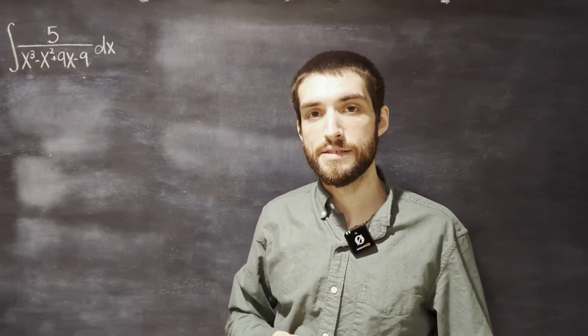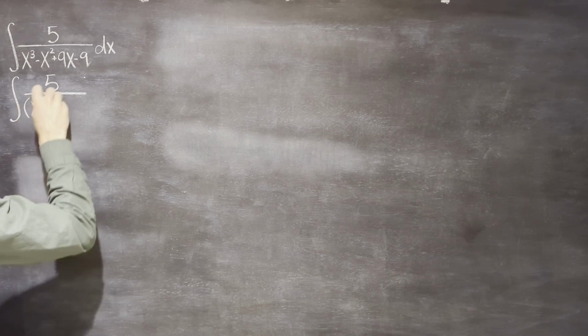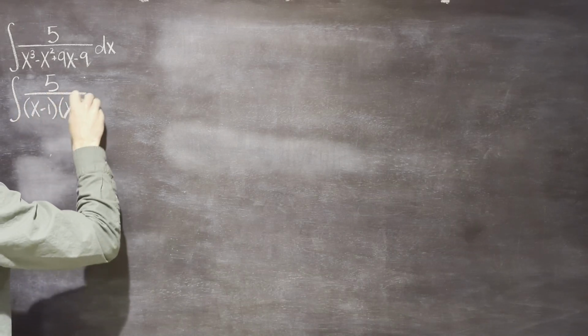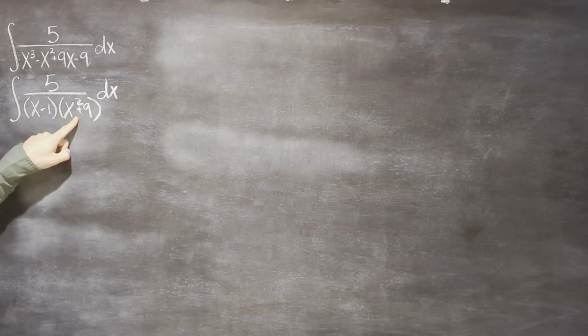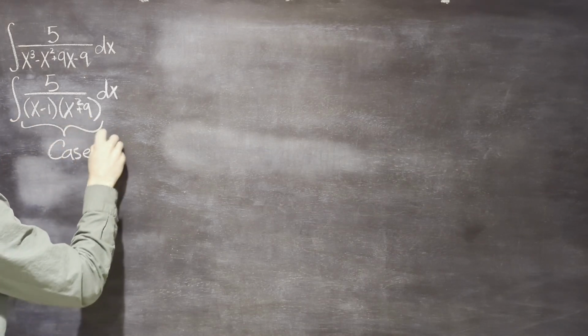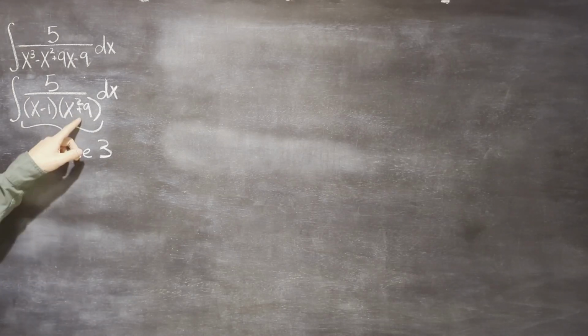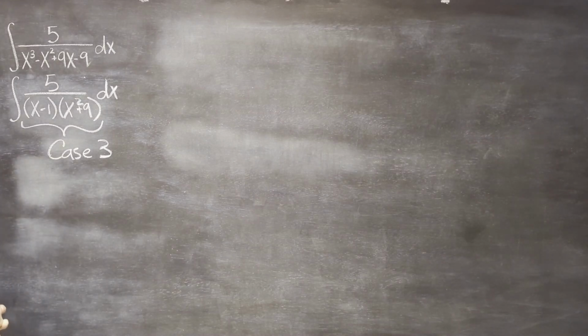So we can use partial fractions, and the first step is factoring our denominator. That will give us the integral of 5 divided by x minus 1 times x squared plus 9 dx. Taking a look at our denominator, we have an x squared plus 9, which can't be factored any further, giving us case 3, a denominator which contains a distinct quadratic factor. Quadratic because x squared plus 9 is a second degree polynomial, and distinct because this factor has multiplicity 1. We also have a distinct linear factor of x minus 1.